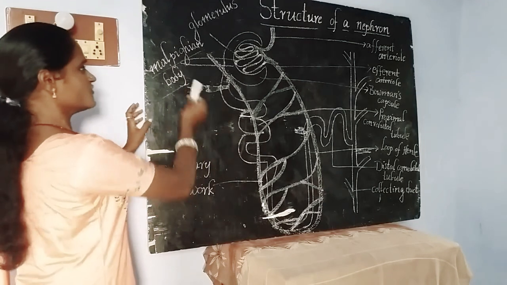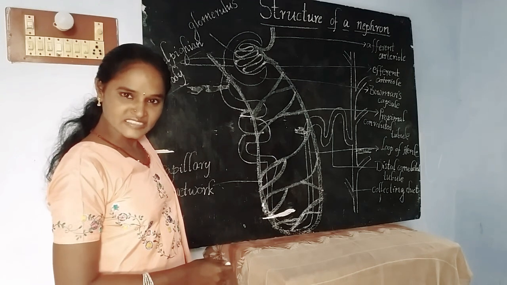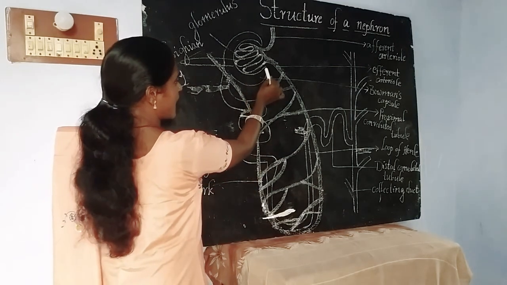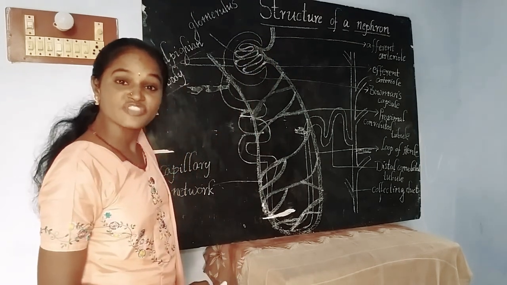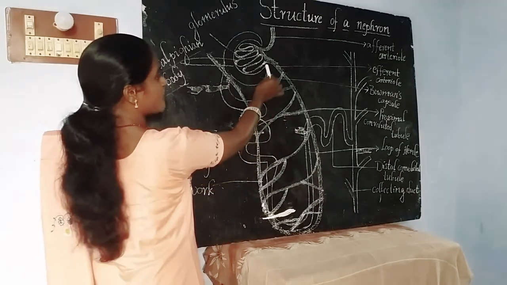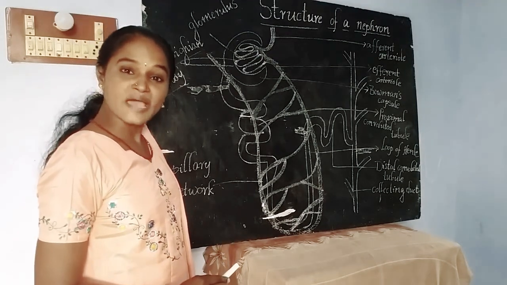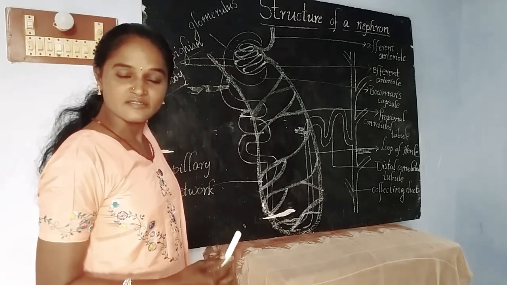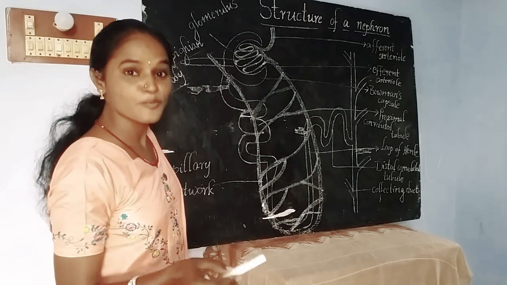Then listen to me, the first part, renal capsule. This renal capsule contains two important parts. The first one is Bowman's capsule. The cup-shaped broader end of the nephron is called Bowman's capsule. This Bowman's capsule is lined with squamous epithelial tissue, and this squamous epithelial layer contains a special variety of cells. Those are called podocytes.